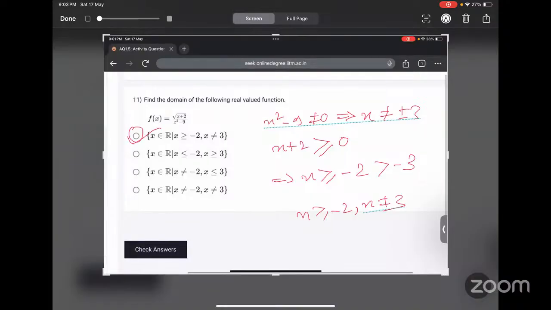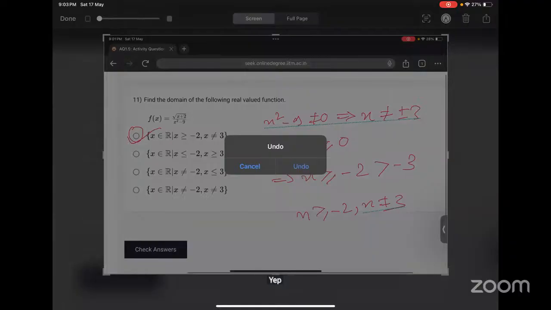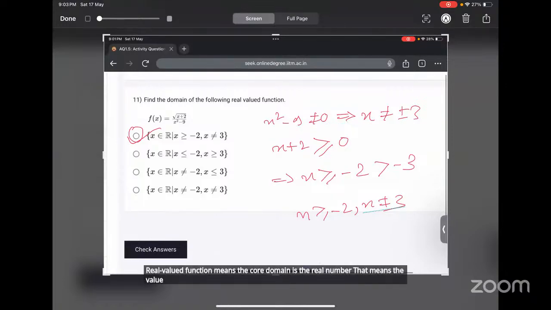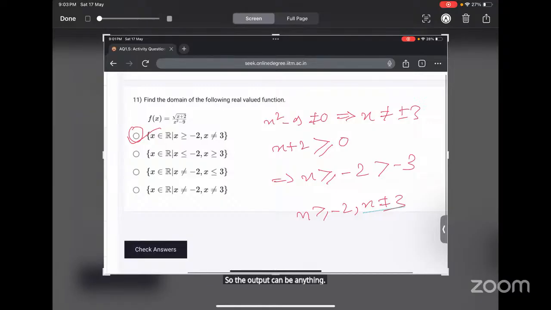Is it fine? Yep. What does real valued function mean? Real valued function means the codomain is the real numbers. That means the value f will give will be a real number. Okay. So the output can be anything. Means the codomain can be anything.